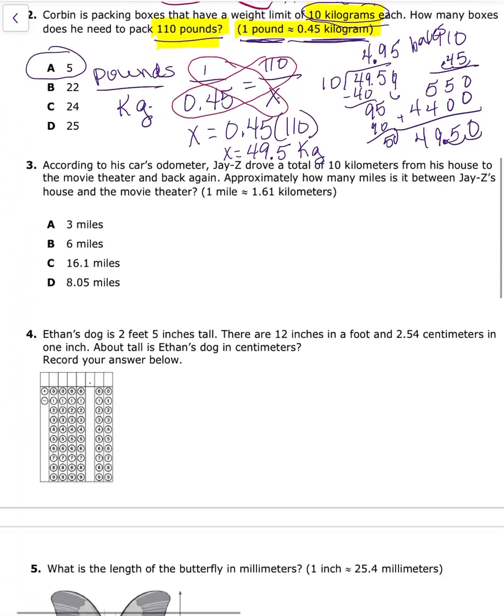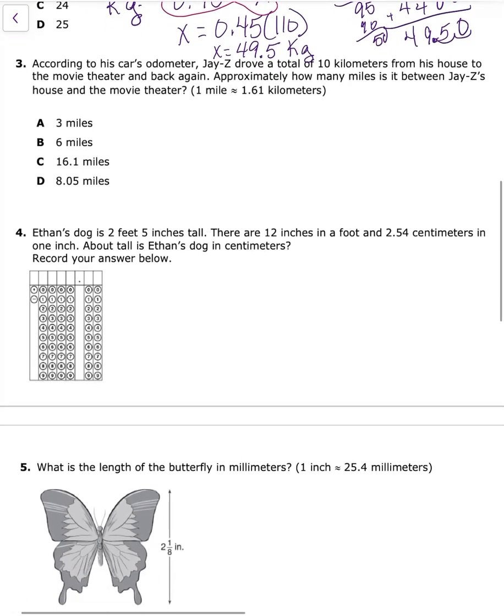Okay, so I want you to read number 3. Try to figure it out. Set up the proportion that you think it's going to be. Try to figure it out, then unpause the video and watch to see what I do.